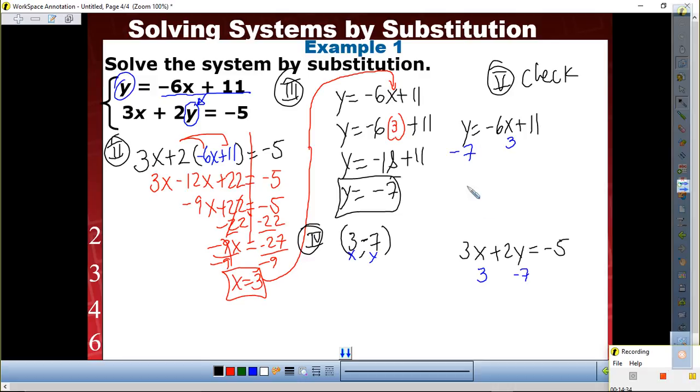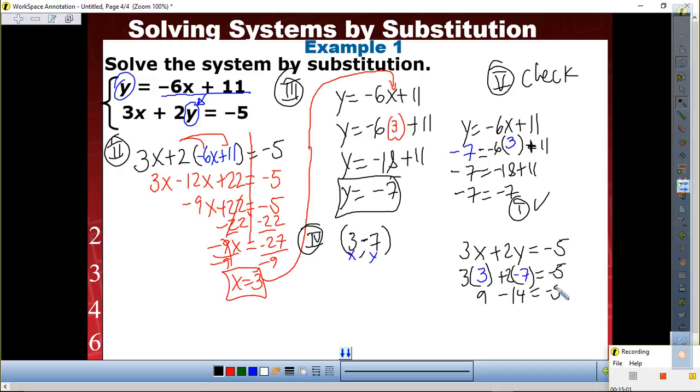So let me bring everything else down. Negative 6 times 3 plus 11. So negative 7 equals negative 18 plus 11. Negative 18 plus 11 is negative 7. That's true. This one, bring down the 3 times 3 plus 2 times negative 7 equals negative 5. So this is 9 minus 14 equals negative 5. Is negative 5 equal to negative 5? Yes. So then we write what? Solution.